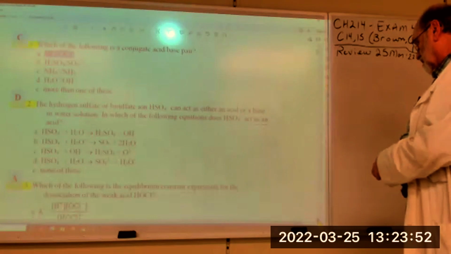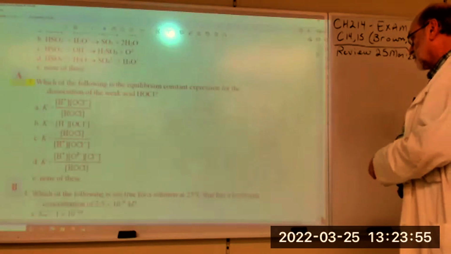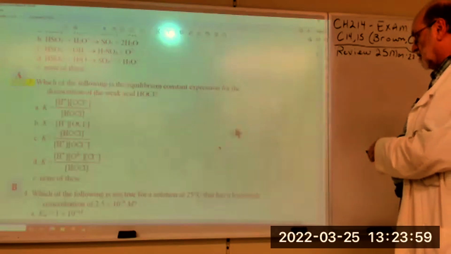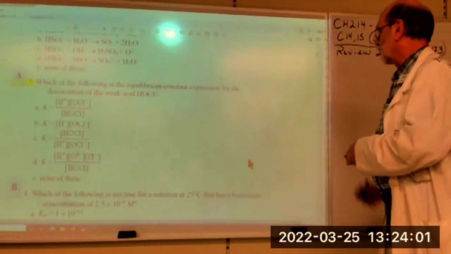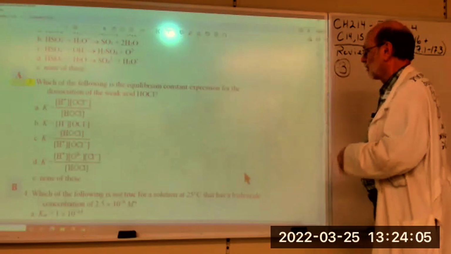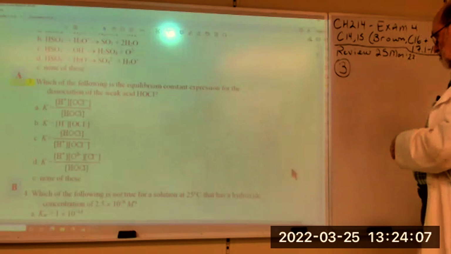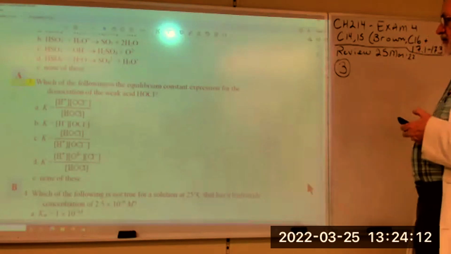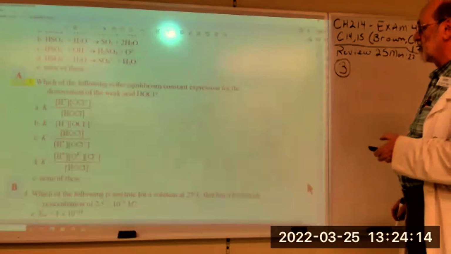Okay. Scroll up some more. Oops. There we go. Number 3. Which of the following is the equilibrium constant expression for the dissociation of the weak acid HOCl?